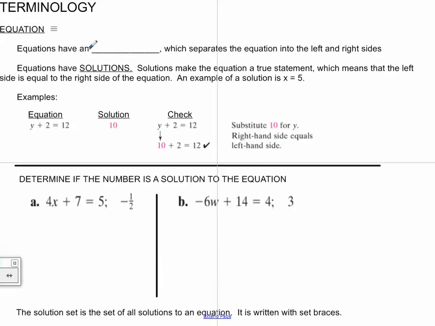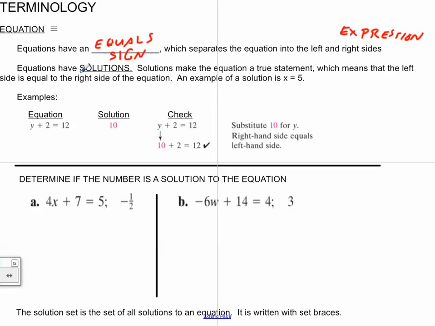An equation is something that has an equals sign. And that equal sign separates the equation into left and right sides, or left and right expressions. Remember we talked about expressions, what those were. An expression was a collection of terms that were separated by addition and subtraction. So if you've got an expression on one side of an equal sign, an expression on the other side, and an equal sign between them, then you've got an equation.